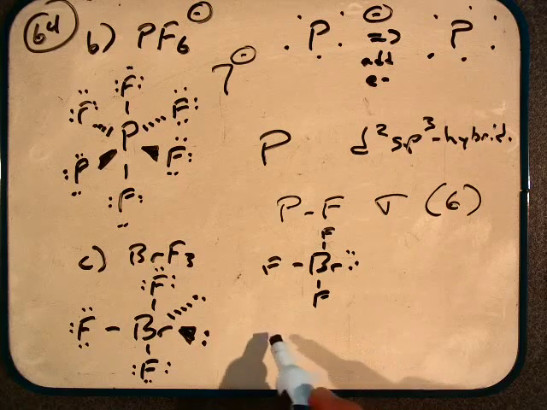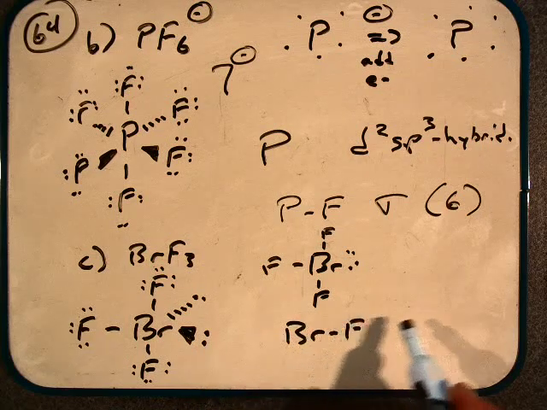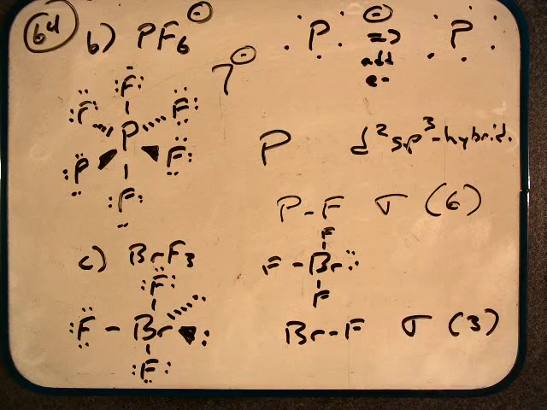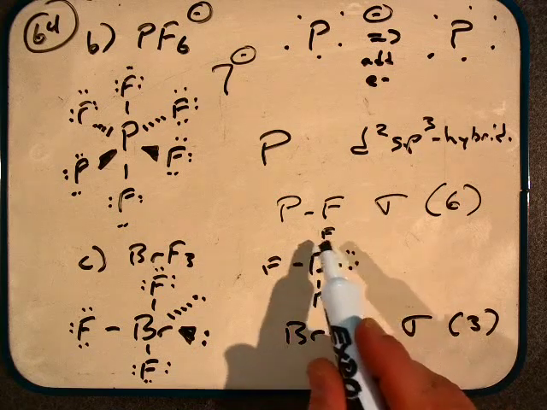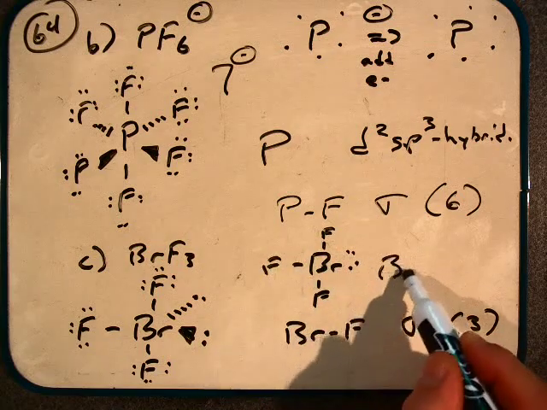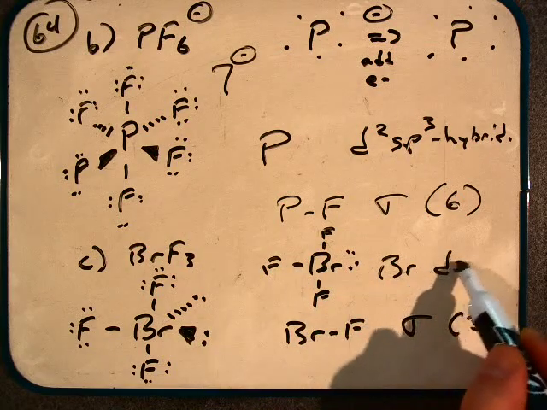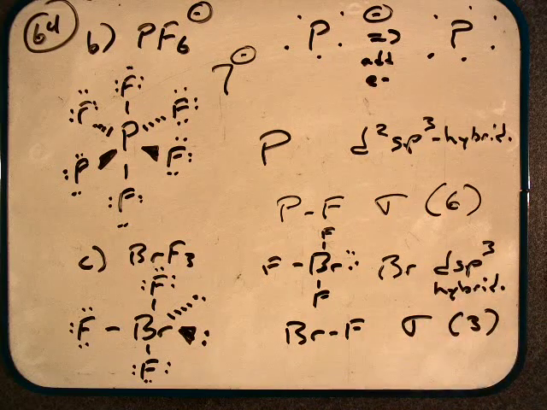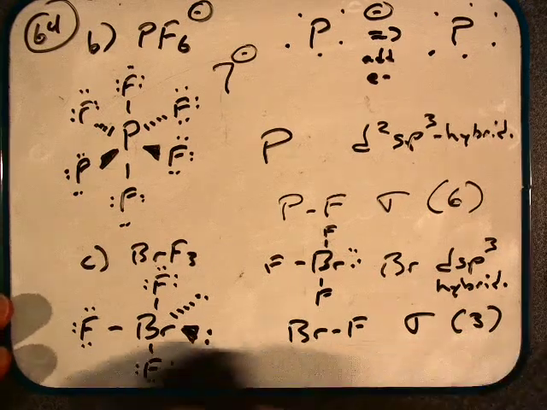And so we have essentially, in this case, simply bromine-fluorine bonds. These are all sigma bonds, and we have 3 of those sigma bonds. The bromine atom, since it has 1, 2, 3, 4, 5 groups around it, that means the bromine is dsp3 hybridized in order to accommodate those 5 groups, which also gives rise to that trigonal bipyramidal electronic structure. So that's B and C.